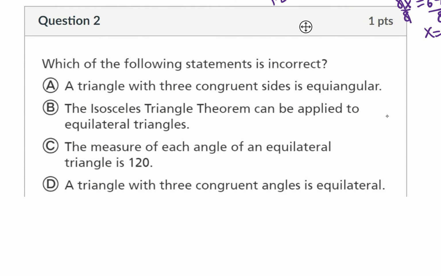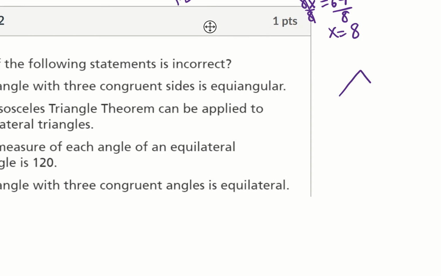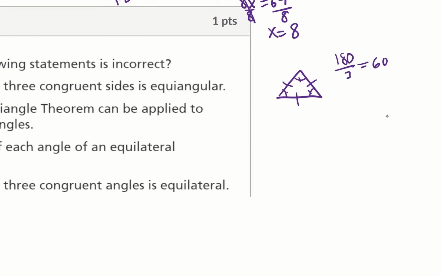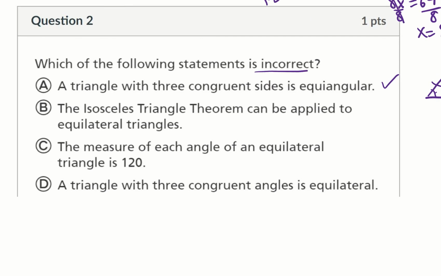Which of the following statements is incorrect? A triangle with 3 congruent sides is equiangular. We know that a triangle with 3 congruent sides is an equilateral triangle, and an equilateral triangle has all the angles being the same as well. To find the angle, you take 180 degrees divided by 3, which gives you 60 degrees per angle. So an equilateral triangle is also known as an equiangular triangle. This is actually true, which means it's not the right answer because we're looking for the incorrect statement. So it's not A.